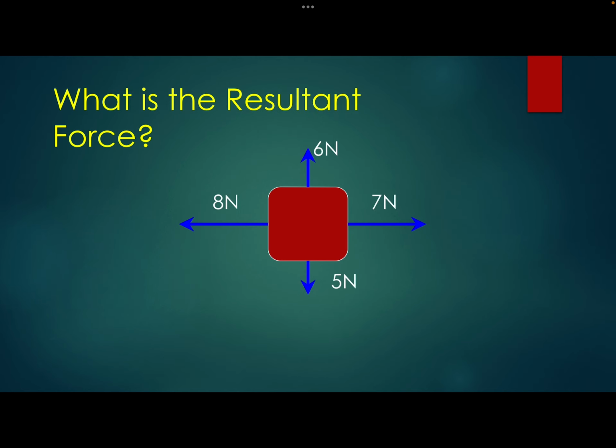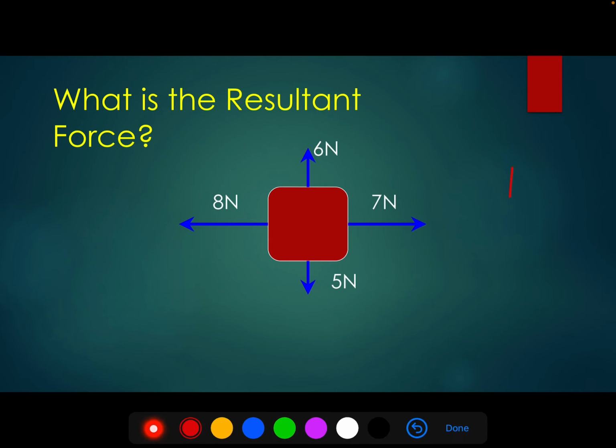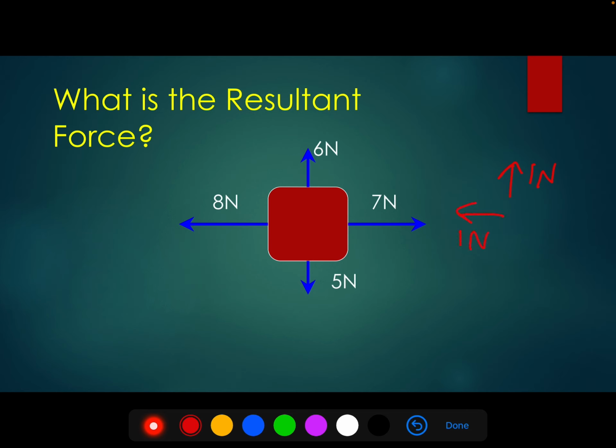Okay, and this will be our most complicated one and will lead on to our next set of notes. So you have 6 newtons and 5 newtons up and down. Hopefully you can see that there will be a 1 newton force acting up. And you have 8 newtons to the left, 7 newtons to the right. You are going to have a 1 newton force to the left as well.